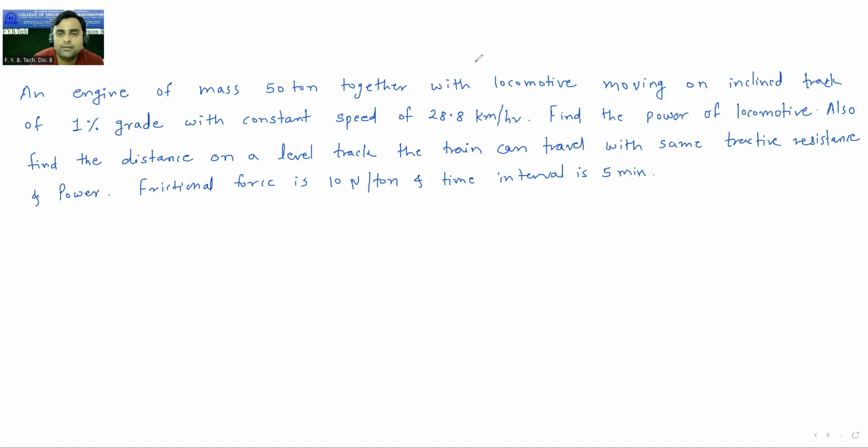So let us write the given data. What is given? First mass m is equal to 50 ton, which is equal to 50 into 10 to the power 3 kg. Then from mass calculate weight. W is equal to 50 into 10 to the power 3 into 9.81. So it is nearly about 490.5 into 10 raised to 3 Newton. Okay, please check the calculations.